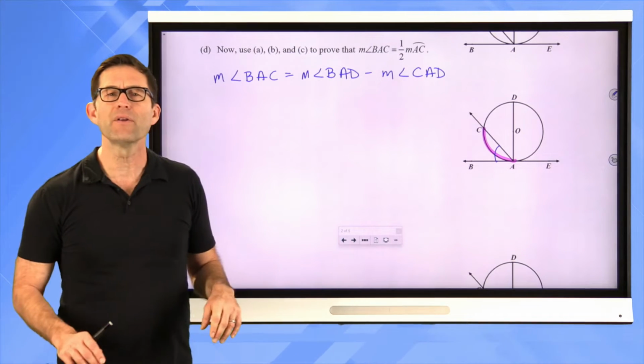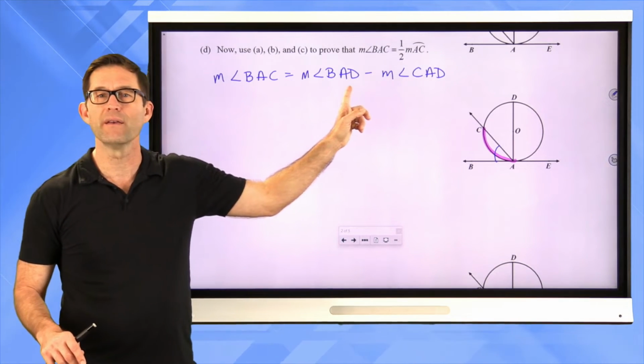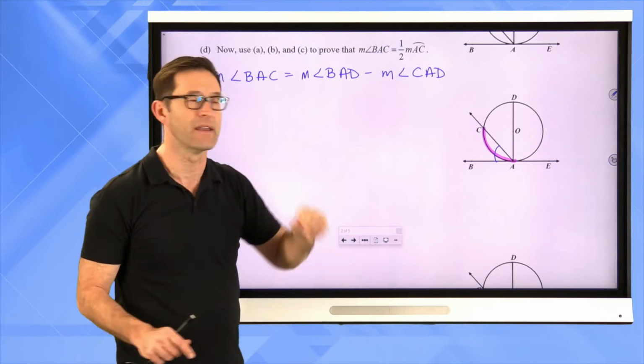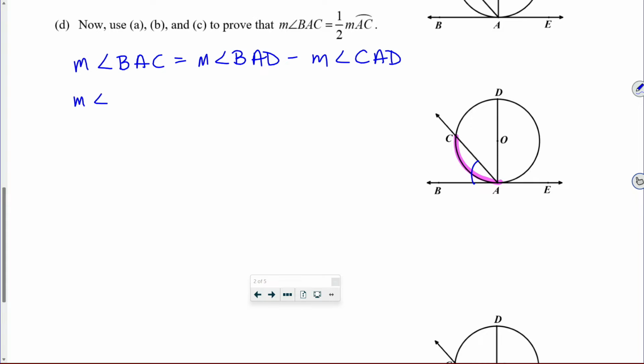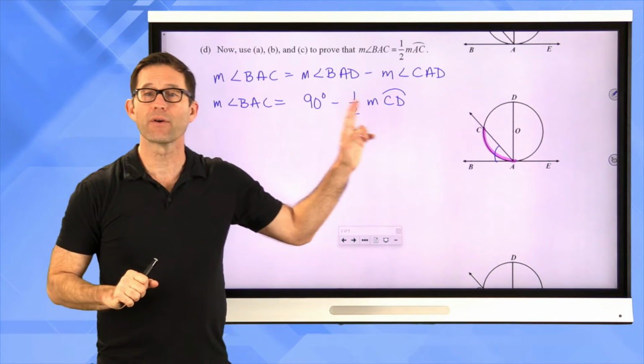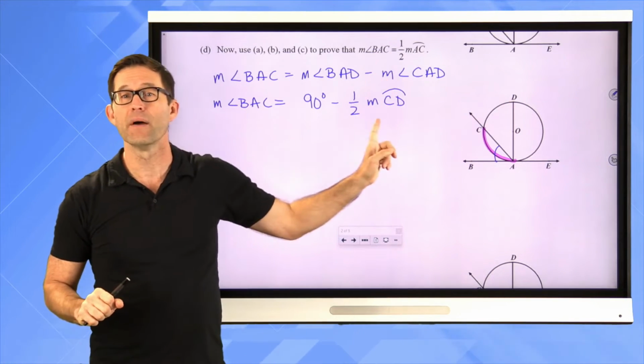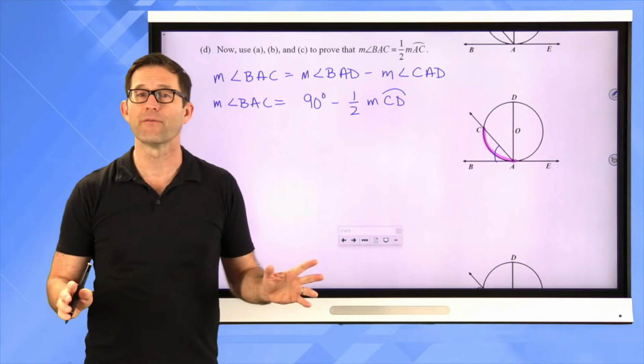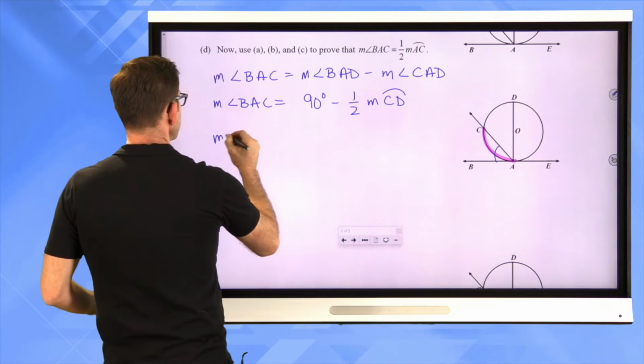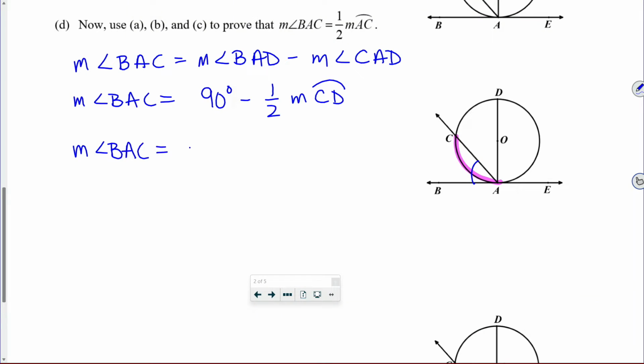Now, my next line down, I'm going to do a double substitution. I'm going to substitute something for BAD, and I'm going to substitute something for angle CAD. In fact, what I'm going to say is that the measure of angle BAC is equal to 90 degrees, because I know that's the measure of angle BAD, minus 1/2 the measure of arc CD, right? So I know the measure of angle BAD is that 90-degree angle, and I know that CAD is 1/2 the measure of arc CD. Simple enough. Now, I'm going to put something in for the measure of arc CD.